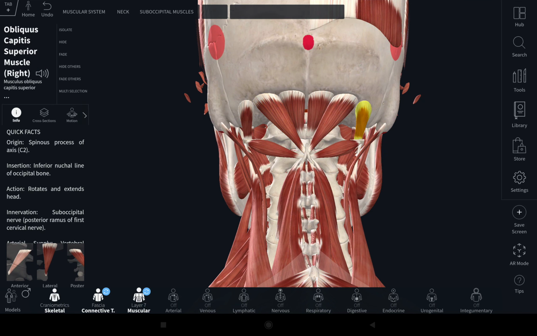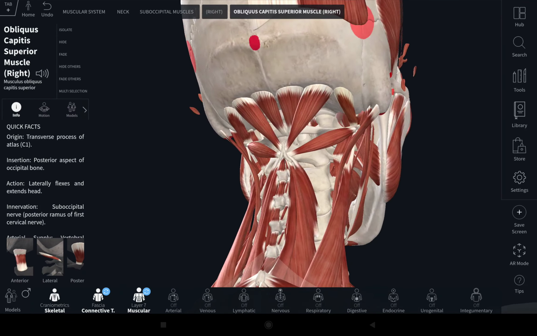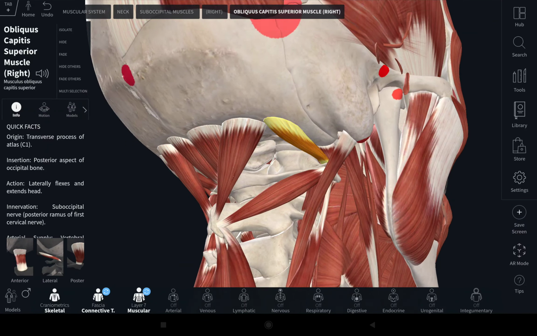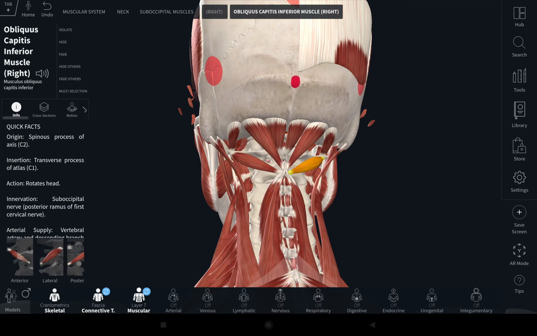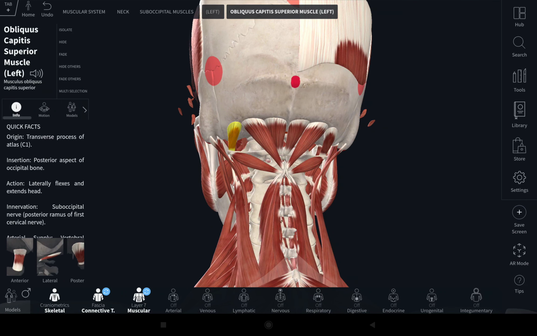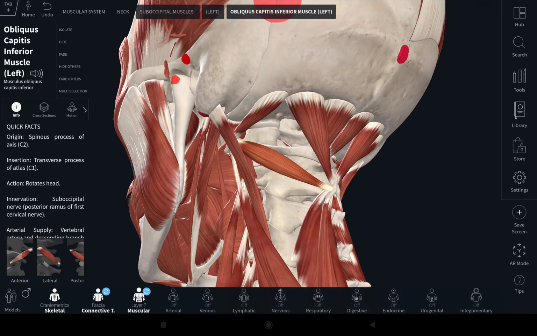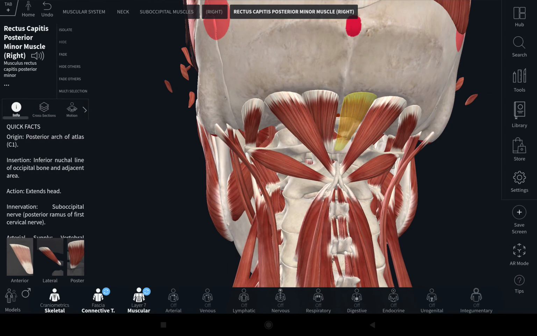This is the obliquus capitis superior muscle. Look, this is the obliquus capitis superior muscle, and this muscle is the obliquus capitis inferior muscle. Now we remove them.